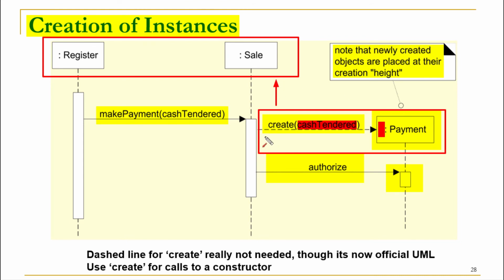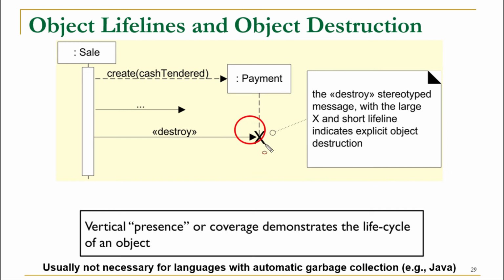Now one other important factor is the dashed line. So you need to represent the newly create call with the dashed line in contrast to the solid line that we use for simple messages. Now if you want to destroy the messages, you can use the destroy stereotype, and you can end your lifeline with the help of an X or a big cross.